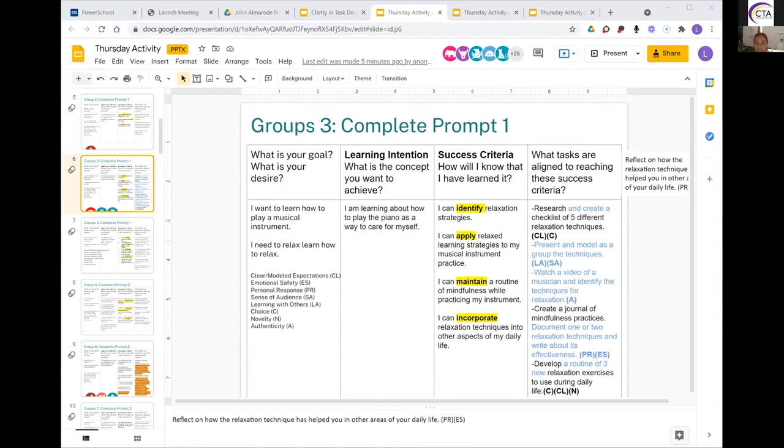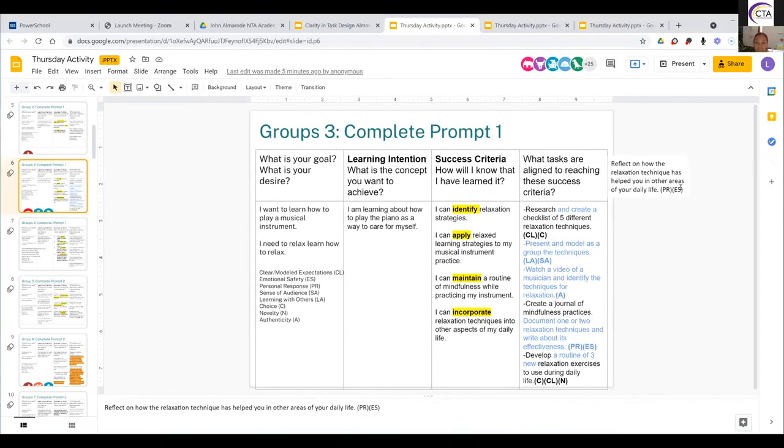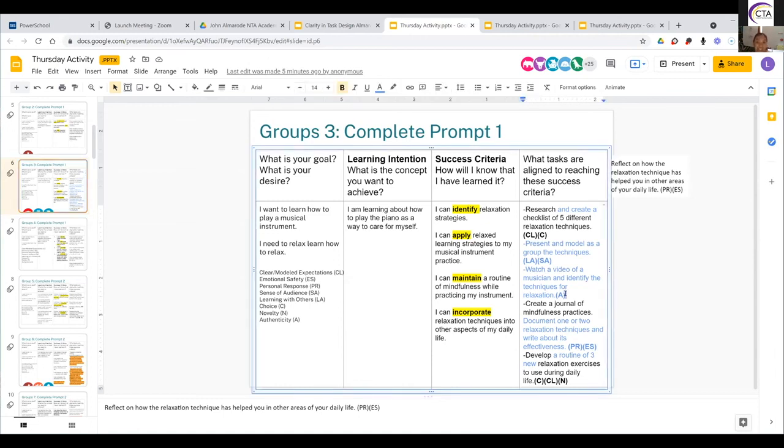Then we went to present and model as a group the techniques that would give them a sense of audience, not just to the teacher, but to the other classmates, and also learning with others, working together. Then we had watched a video of a musician and identified the techniques for relaxation that we may have seen inside the video, which would give authenticity to real life, things that a musician might use. And then create a journal of mindfulness practices and document 1 or 2 relaxation techniques. Oh, I like that.